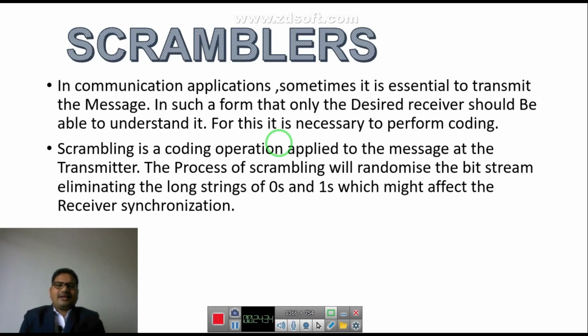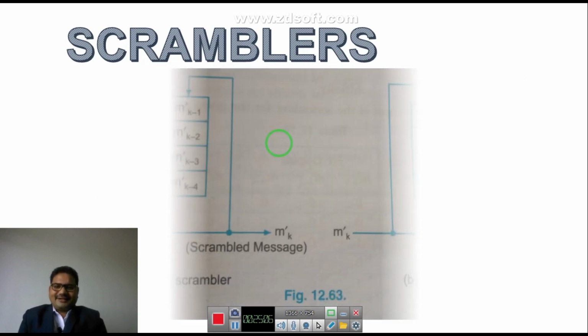101010, then it may happen that the scrambler rearranges the data sequence. So it could be 01 or 1011 like that. But at the end, the receiver should be able to get the information in the same sequential manner. So why are we going to do it? Basically, an unauthorized user should not be able to read your desired information. So that's why scramblers are important.